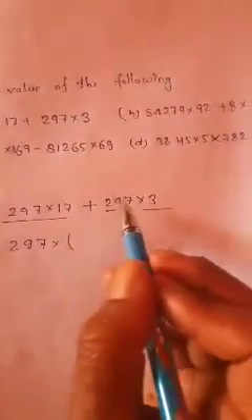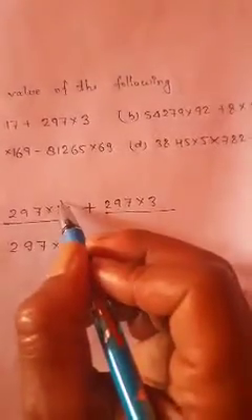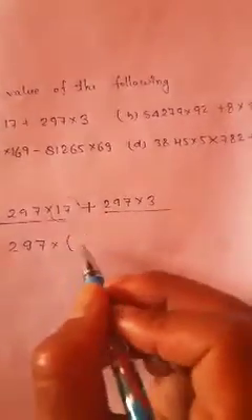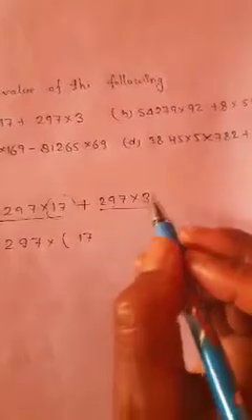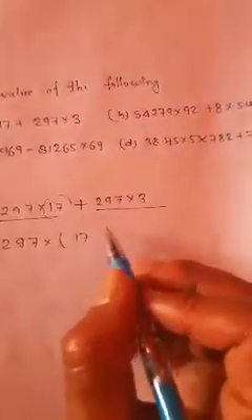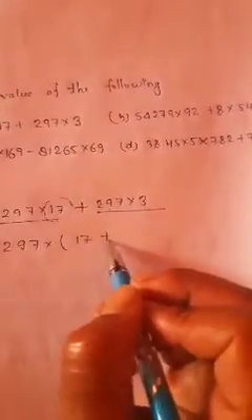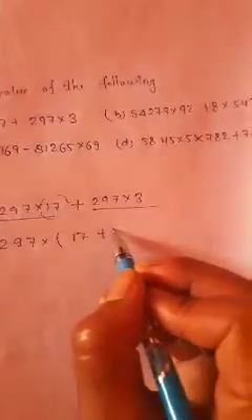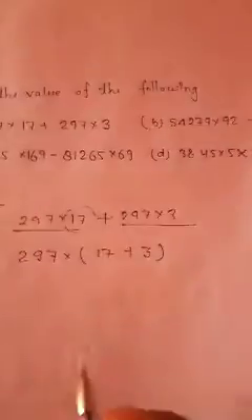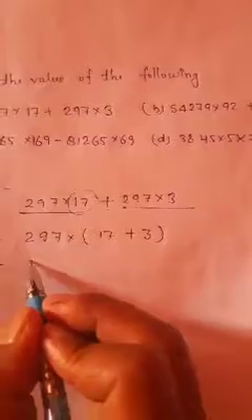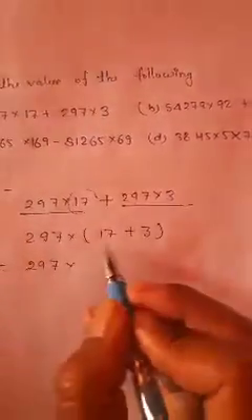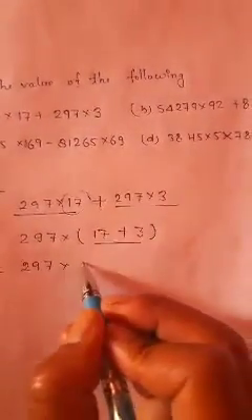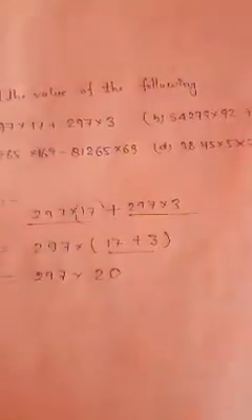297 has been taken out, so what is remaining from the first? 17 is remaining from the first. You will use a plus sign here. And what is remaining from the second? 3. Now solve the bracket first. In the bracket 17 plus 3 becomes 20.